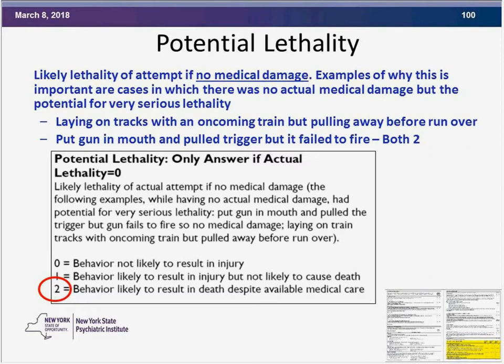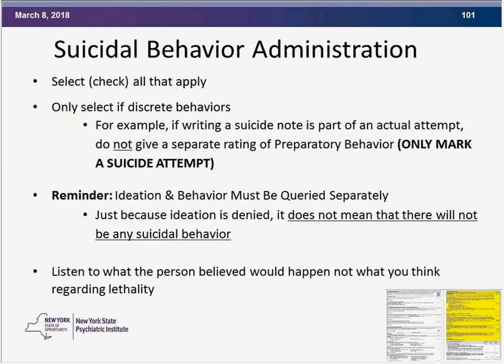And the reason the authors put that there was because for those rare cases where somebody does use a gun and the gun fails to fire, or they lay down on tracks and then get off the tracks, they wanted a place to mark very clearly that even though there was 0 medical damage, this doesn't look like a very lethal attempt. If they were to try it again, it's likely to result in their death the next time, so that you would have a way to see it actually was quite a lethal attempt, even though there was no medical damage.